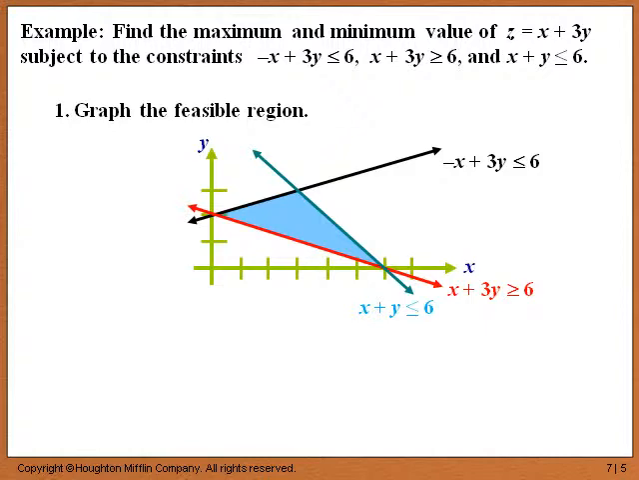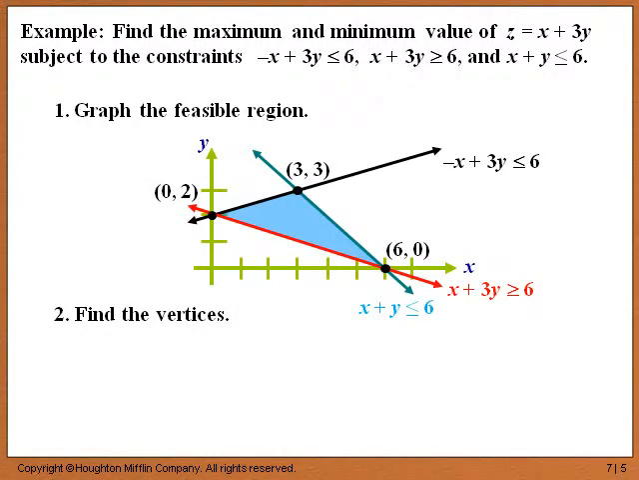For x plus 3y greater than or equal to 6, shown in red, we shade above it because it's greater than. And for x plus y less than or equal to 6, shown in blue, we shade to the left because it's less than. So we shade under the line.